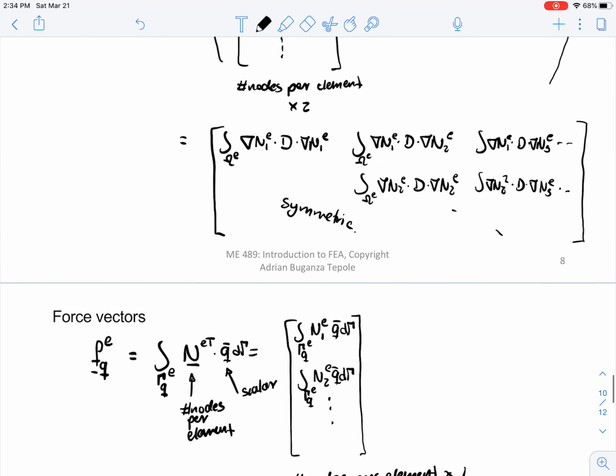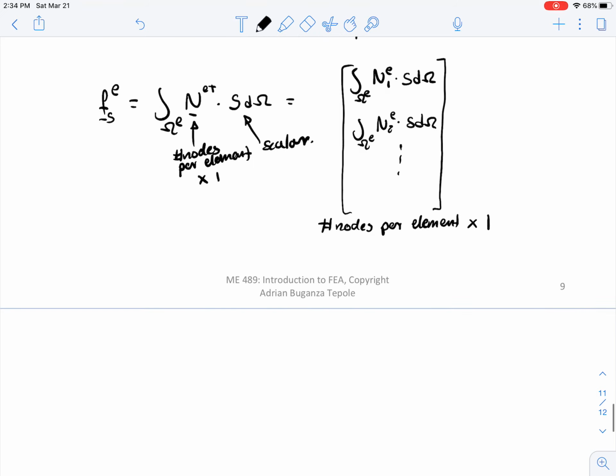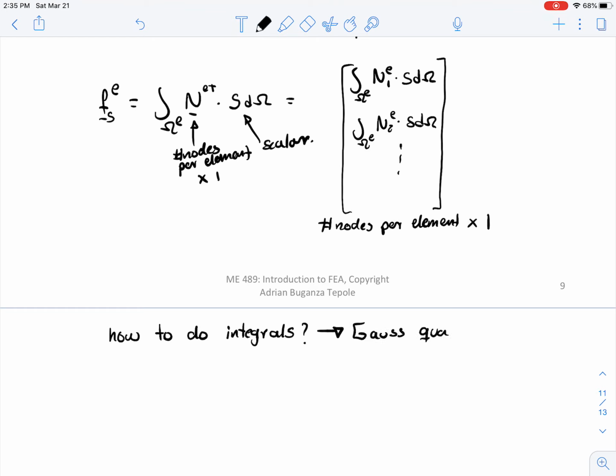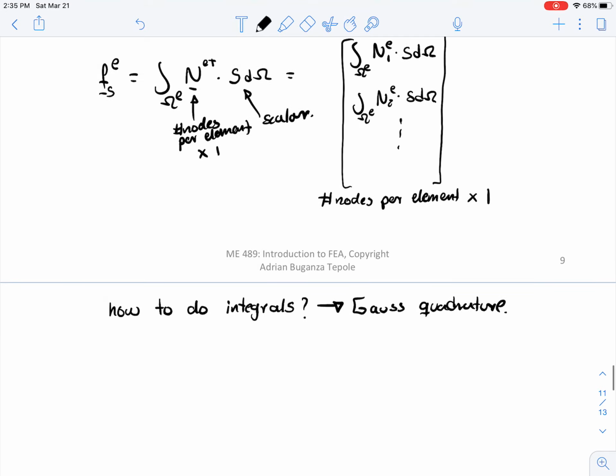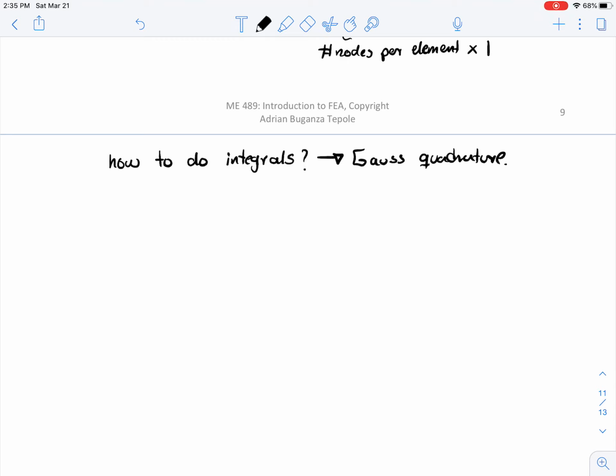And how to compute these integrals, either this integral for the stiffness matrix, or the integral of the shape functions times the source term, or the integral of the shape functions times the flux? And this is the Gauss quadrature, which we already talked about. That we can do Gauss quadrature in 2D as well.